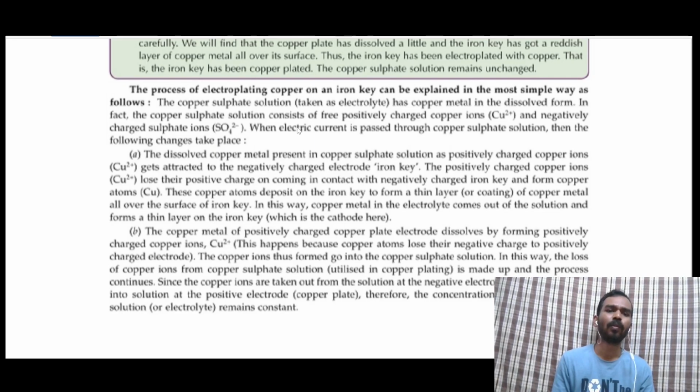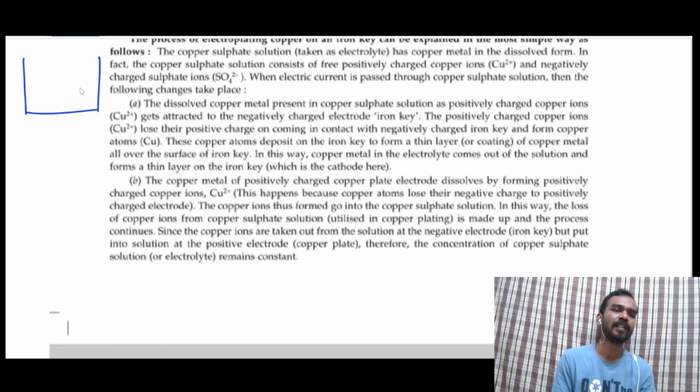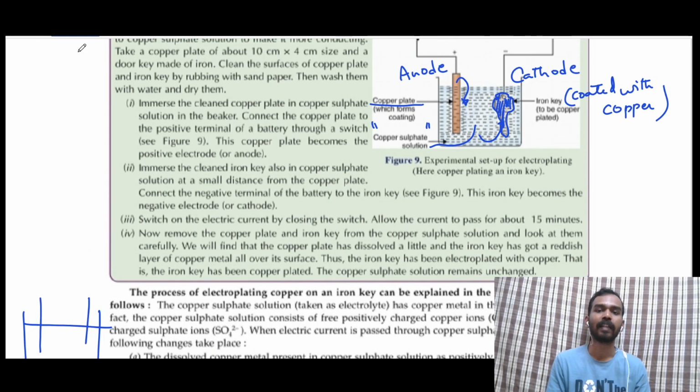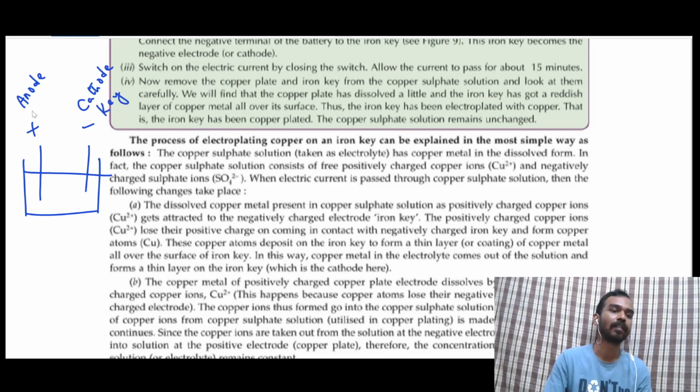Okay, so this is the process. As I told, here there will be some space. First we will see the cell. You have positive, negative. One side is positive, the second side is negative. Here in this case, the cathode is the right side, the anode is the left side. This is the key, this is the copper piece, and this is copper sulfate.